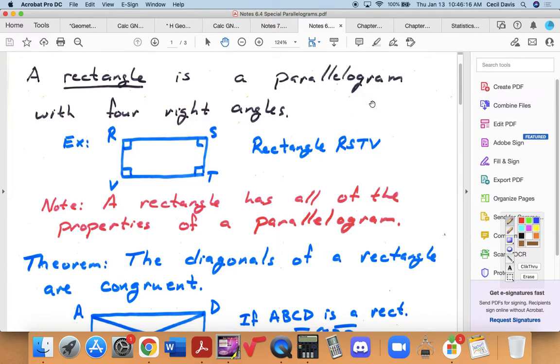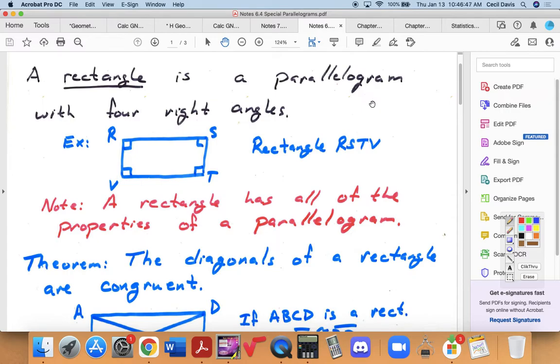Since this is a special kind of parallelogram, all the things that are true of parallelograms are true for rectangles. The opposite sides are congruent and also parallel. The opposite angles are congruent. The consecutive angles are supplementary. And the diagonals bisect each other. All those things that are true for a parallelogram are still true for a rectangle.